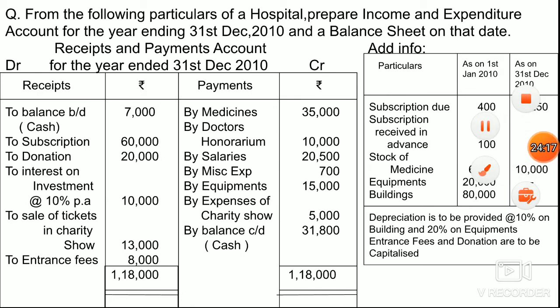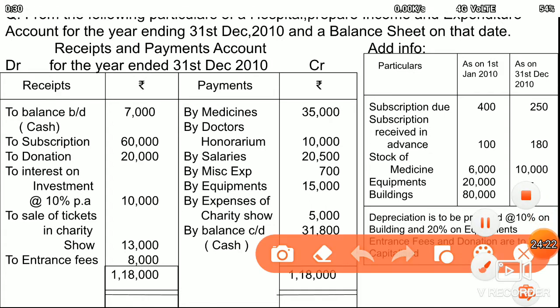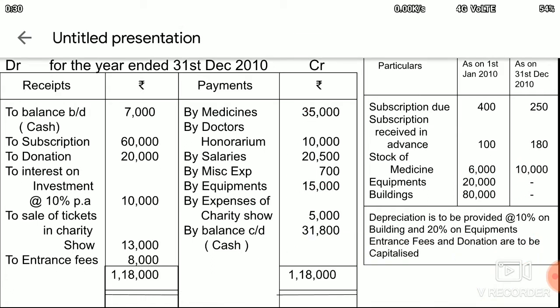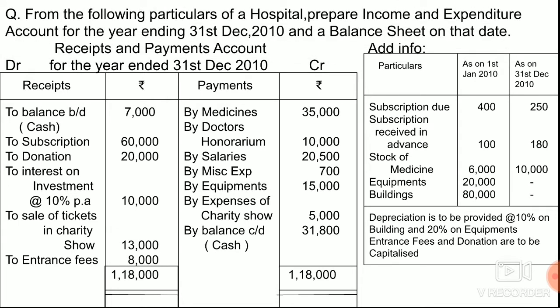Now we have taken subscription. The next item that we can take is stock of medicines. The closing stock given to us is 10,000 rupees. We can straight away take that, but then we can show the details. The opening value of stock was 6,000 rupees. Then the purchases made during the year were 35,000 rupees, and the consumption, which we have already calculated from the income and expenditure account, we will deduct, then we will get our closing value.